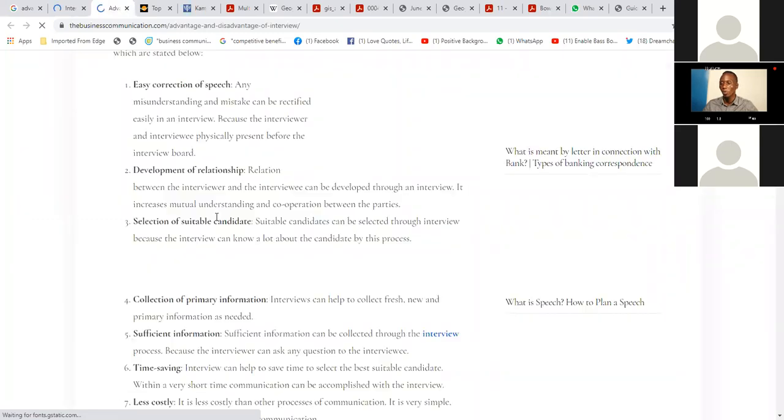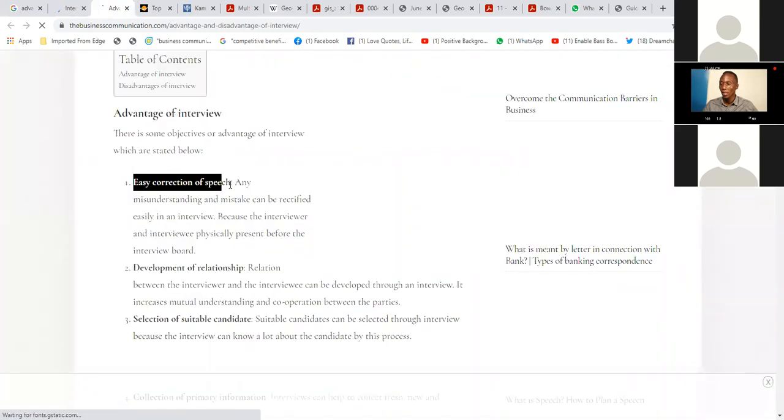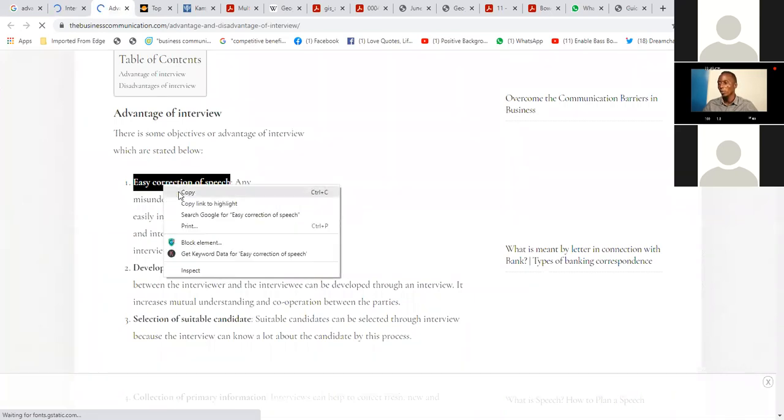So I'm looking for the justification, the reason for using that item. So we come here and look for one advantage. For instance, we can take this. These are advantages of the interview. So we can copy that and use it in our work just like this.